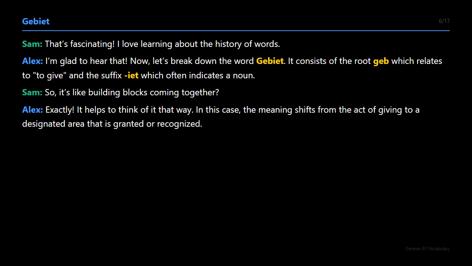Now, let's break down the word. Gebiet consists of the root Geb, which relates to give, and the suffix -iet, which often indicates a noun. So, it's like building blocks coming together. Exactly. It helps to think of it that way. In this case, the meaning shifts from the act of giving to a designated area that is granted or recognized.